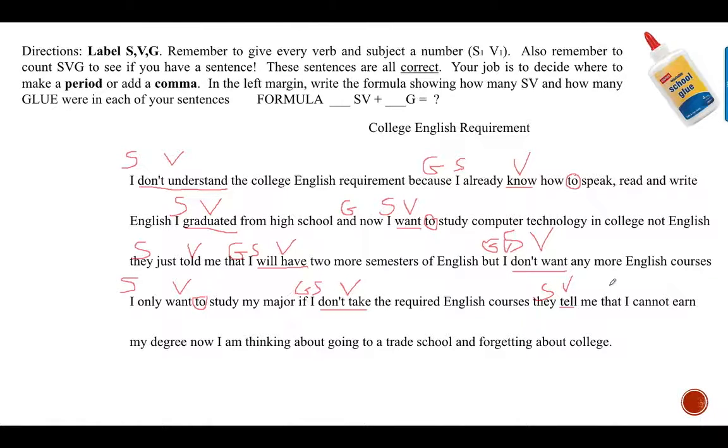Here's a that. Again, we can't be sure, but let's see what comes after. There's an S right after it. It's going to be the glue. Sorry, my pen isn't always perfect. Here's cannot earn, which is going to be our V. All right, and then over here, my degree, that's the object. Now, transition word, and now we have an S, and we have a verb, which is am thinking.